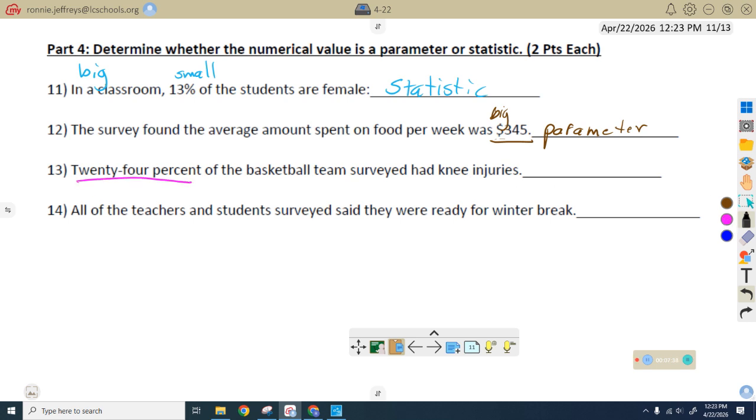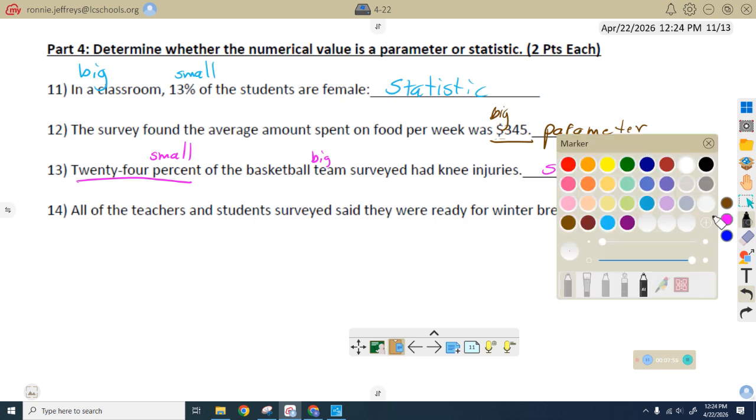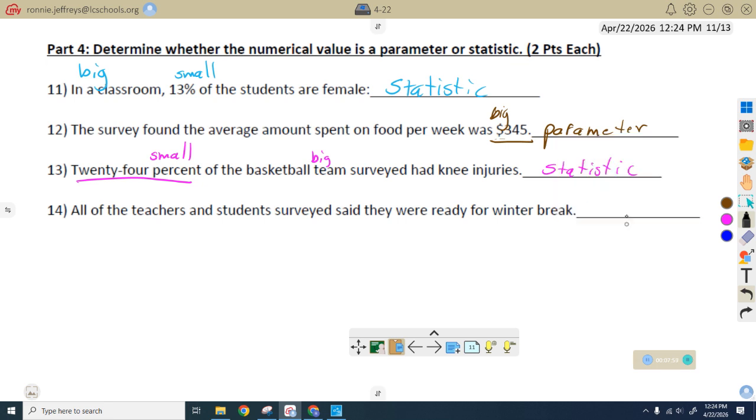24% of the basketball team. All right, this is your small number. The team is the big number. All right, this is the statistic. And number 14 is exactly the same problem from yesterday. This is a parameter.